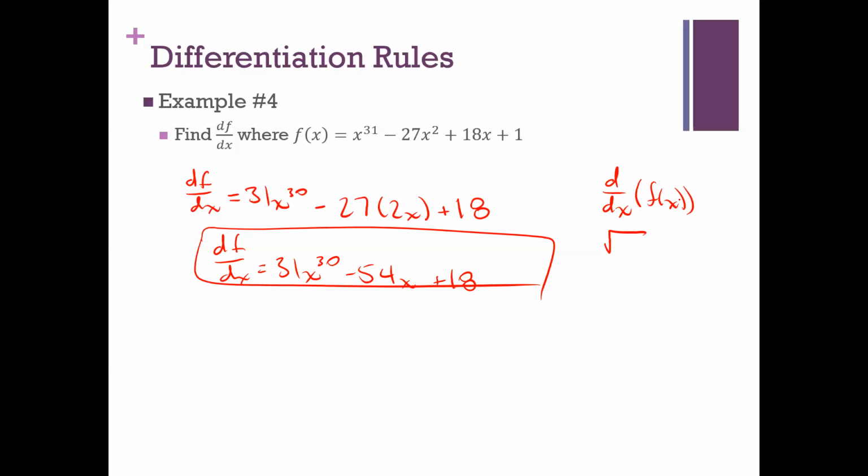Question? You can take dx as just an expression. Yeah, so we could also say d dx of x to the 31st minus 27x squared plus 18x plus 1. What's that equal to? Same thing, this thing we just found. And df dx is the same thing as that.